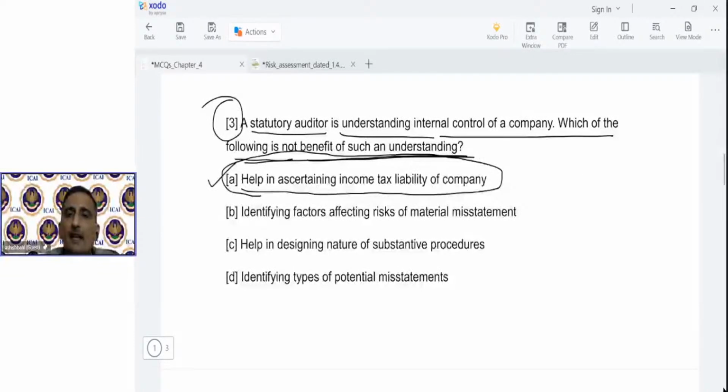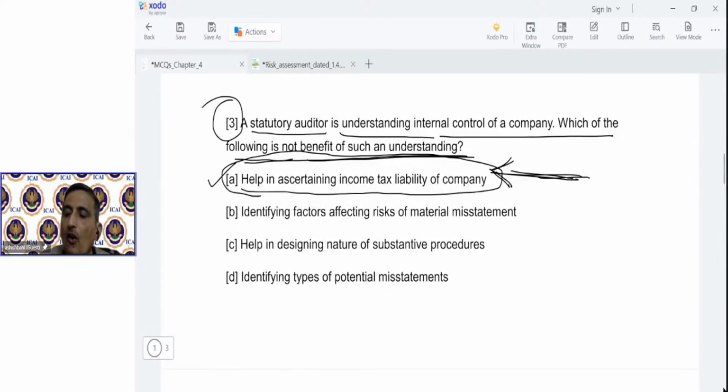This has nothing to do with the audit, because the auditor is expressing opinion on financial statements. So what is the outcome of an audit? The outcome of an audit is the audit report, by means of which an auditor expresses opinion on financial statements. Now, how is ascertaining income tax liability concerned with the study of internal controls?